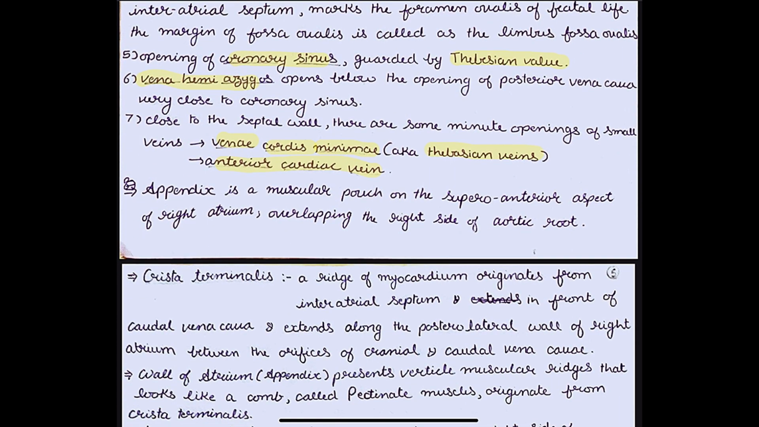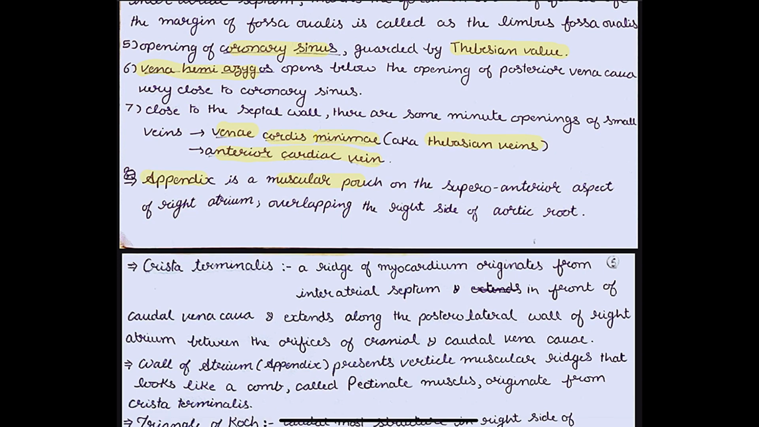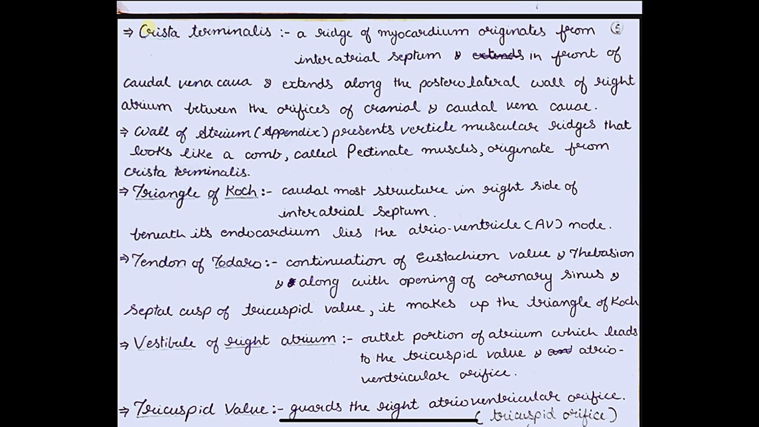Okay, then the appendix, as I said, is a muscular pouch on the superior anterior aspect of the right atrium, overlapping with the right side of the aortic root. Just the name is important. Then we have crista terminalis. Again, a very important term. Often it is asked as an objective question in the exam.